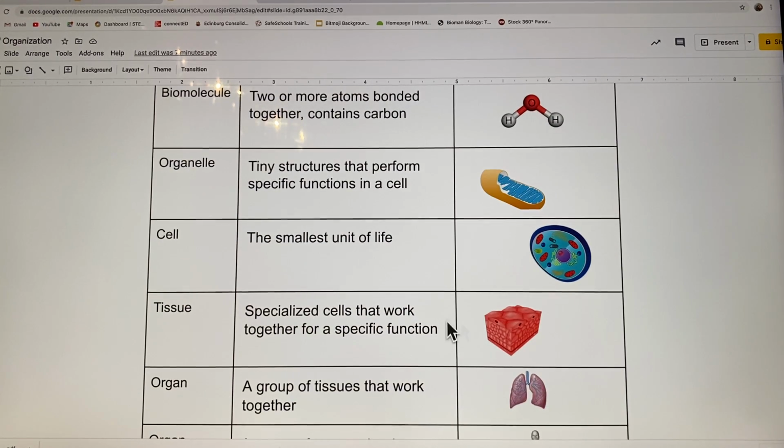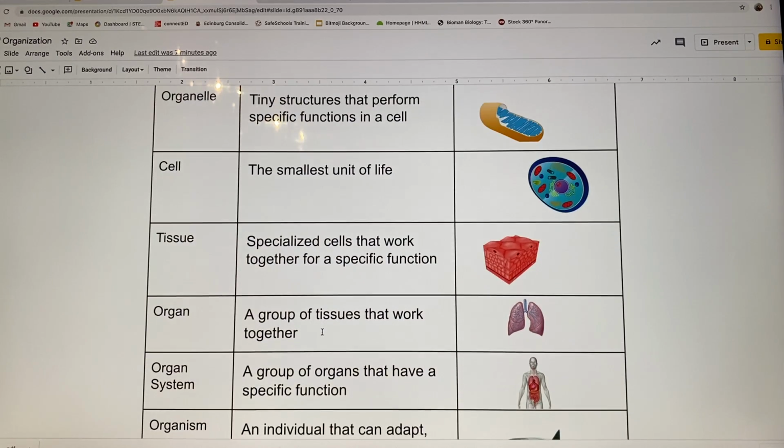Then we have the tissues, and these are specialized cells that work together for a specific function. An example is cardiac tissue. It's muscle. The heart is a muscle, and so it is made mostly of cardiac tissue. And then we have the organ. Here we have some lungs, and an organ is a group of tissues that work together to function and help support life.